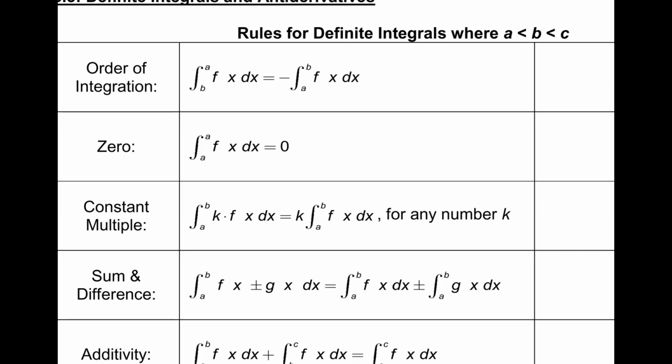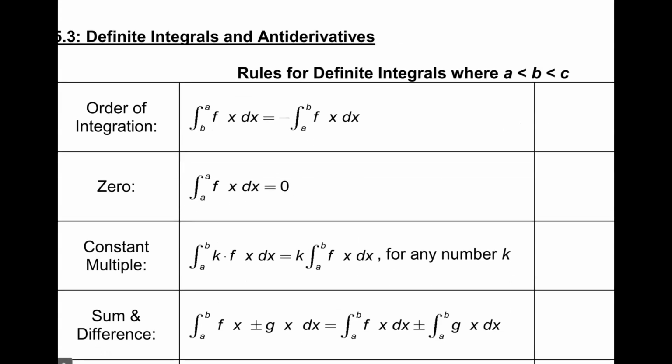Do you have the notes out? Are we okay? Yeah. We're at the top of page 14.